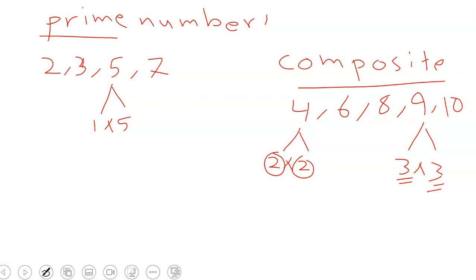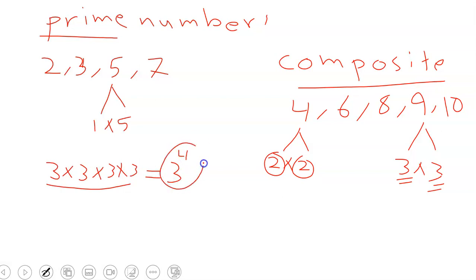The next skill we talked about was writing numbers or products of the same factor using exponents. For example, if you multiply the same factor many times, you can write this product of the same factor as a power, using an exponent. So you can say 3 to the 4th power. Remember how to read it.